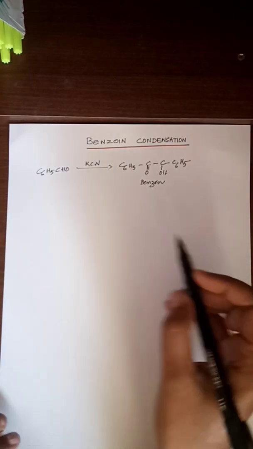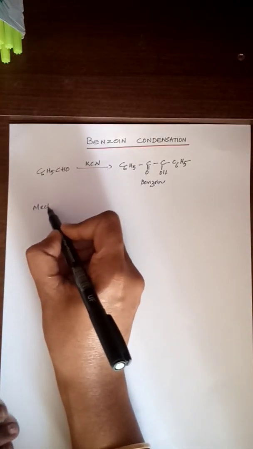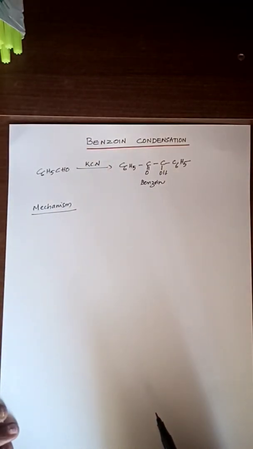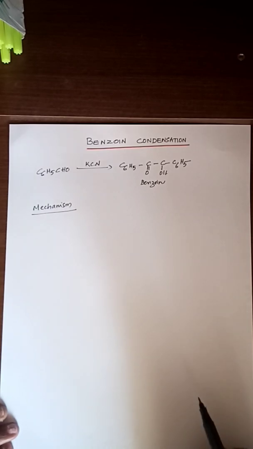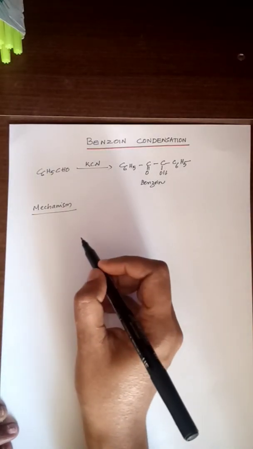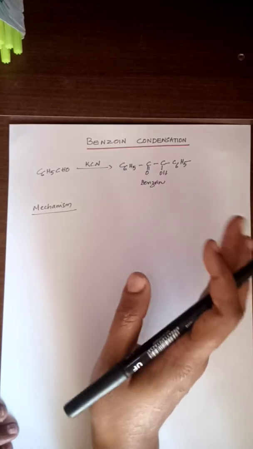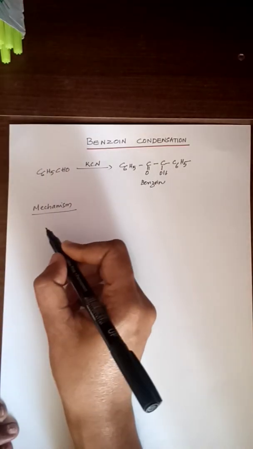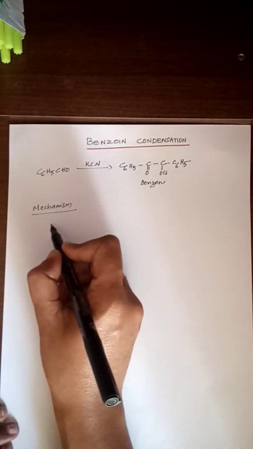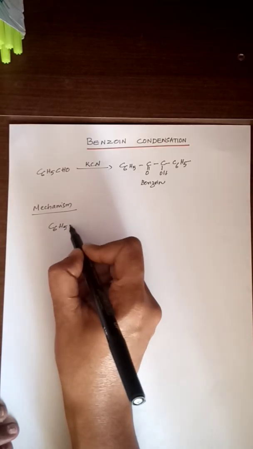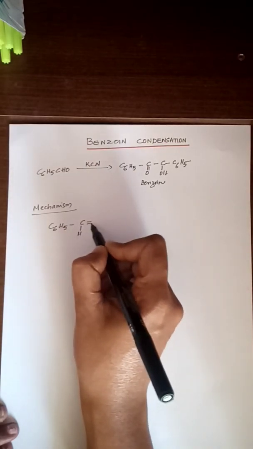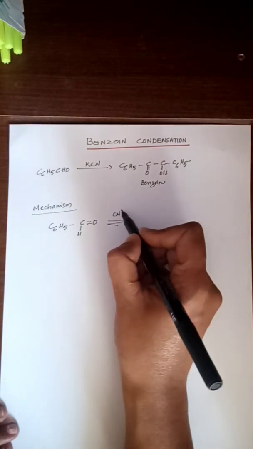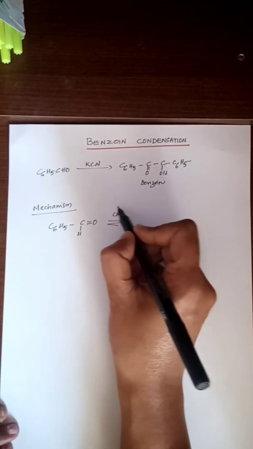Let us see the mechanism of this reaction. The first step is the addition of cyanide ion to the aldehyde, followed by proton transfer to form a cyanohydrin. So the first step is the formation of cyanohydrin. We can write it as C6H5CH=O. This is our benzaldehyde, and onto this the addition of cyanide ion takes place.